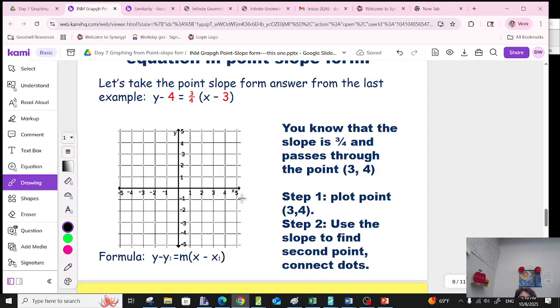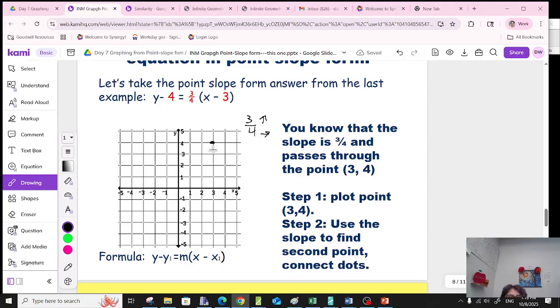Okay, I think I gave you one that you could do now. You're going to graph 3, 4, and then you're going to use this slope of 3, 4. So everybody go ahead and go to 3, 4. Go over 3, up 4, right? And now I want to use the slope. 3 over 4 means I go up 3 over 4.